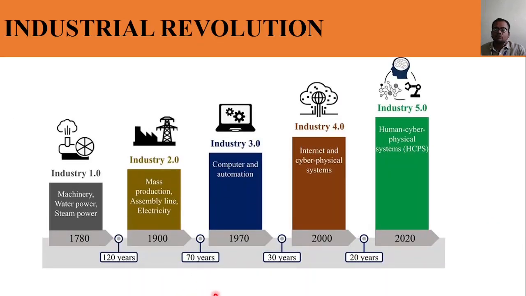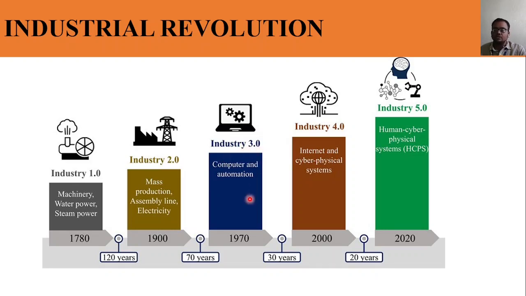So now we'll see how the industrial revolution happened. It started with Industry 1.0, where the predominant players were machinery, water power, and steam power. Then it took almost 120 years for the next industrial revolution to happen, where mass production and the assembly line were major areas of focus in the early part of the 1900s, and in the later part of the 1900s, closer to 1970, the Industry 3.0 revolution took place.